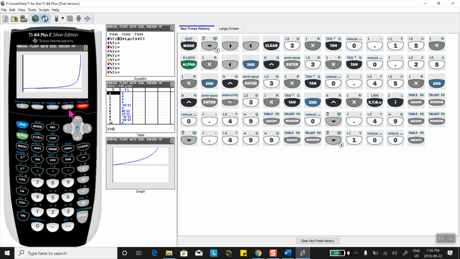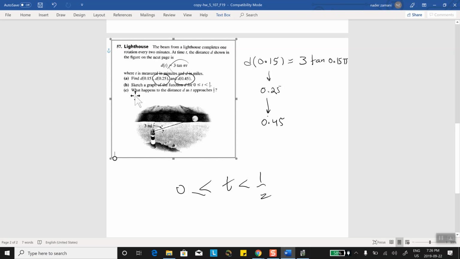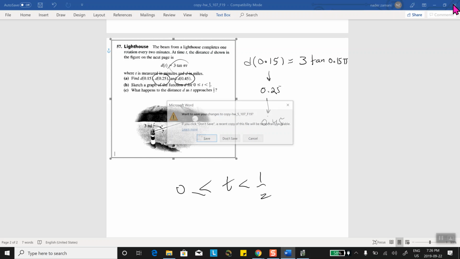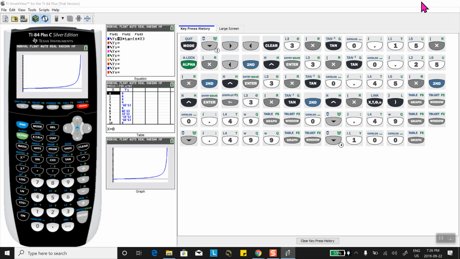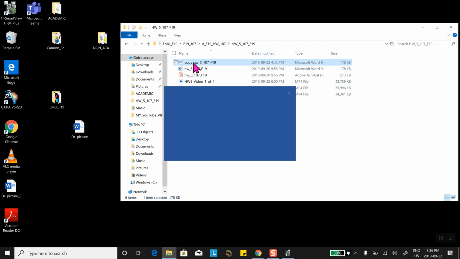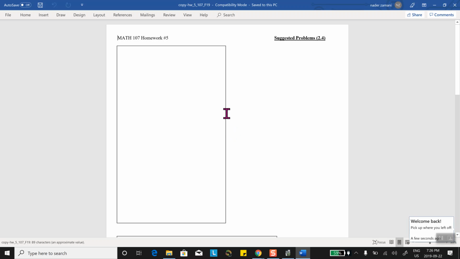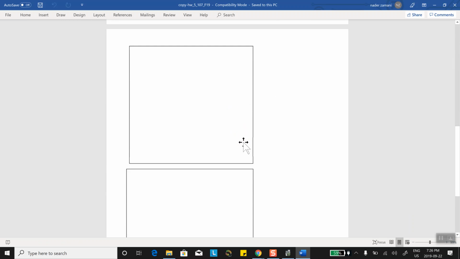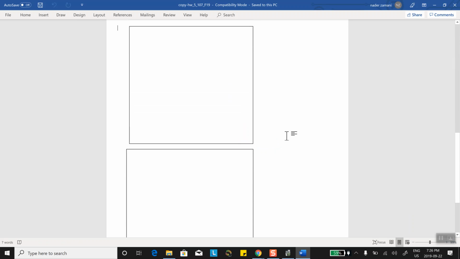Okay, good. So we have basically answered this part, and then it says, what happens to the distance d as t approaches 1/2? You can see that the value goes to infinity. Okay, we just discovered that. So let me close this. Come to the last problem. Where's the last problem? Right there.